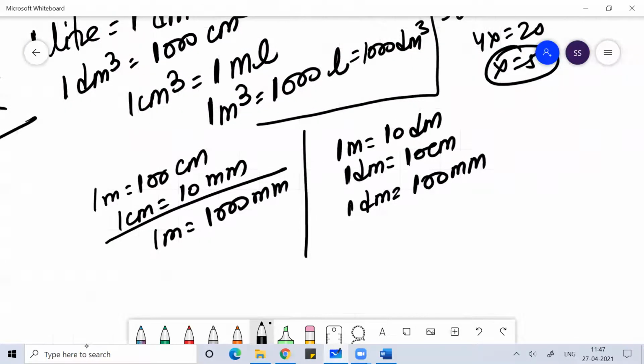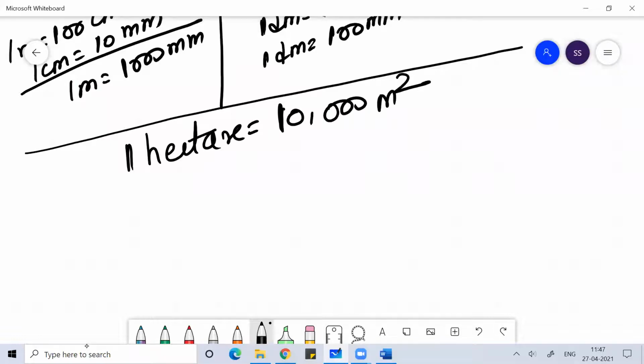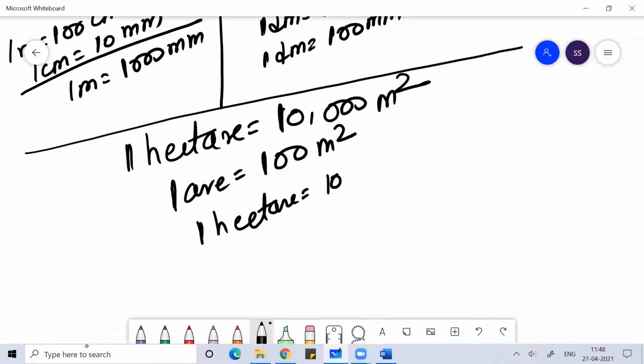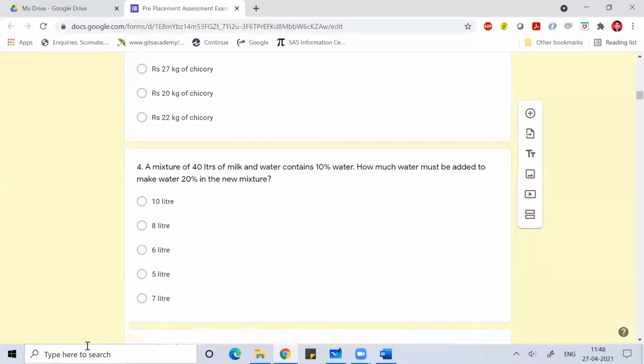So when you talk in terms of area, we say 1 hectare is equal to 10,000 meters square. 1 are is equal to 100 meters square, where 1 hectare is equal to 100 ares. You can remember these are the units of area. Earlier one was a unit of volume. Area and volume we use in our day-to-day life. So area is length into breadth. All this part I think everyone is aware about.